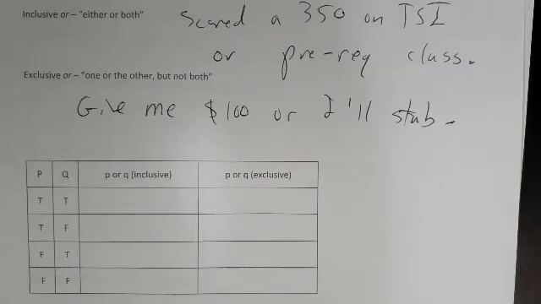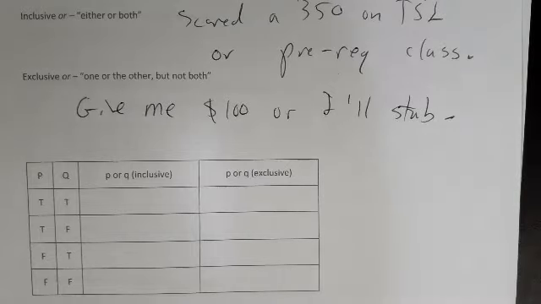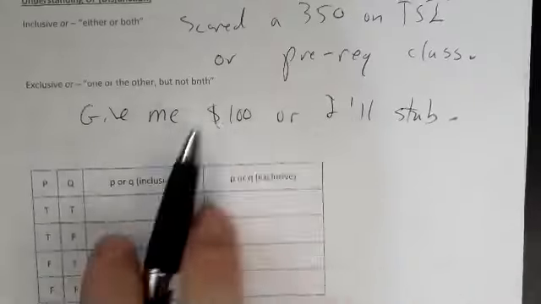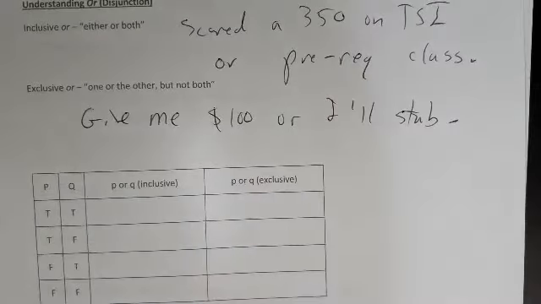The other thing, if they do both of these, if you give them $100 and they stab you, guess what? Not only are they a criminal, you can call them a liar. You can call them a liar to their face, because what else are they going to do at that point, right? So this is the exclusive. We want one or the other, but not both, right?